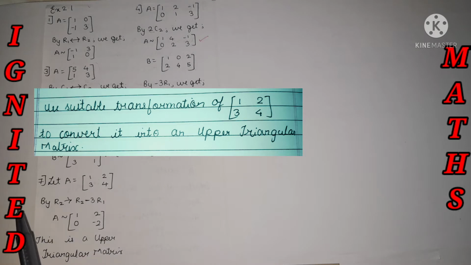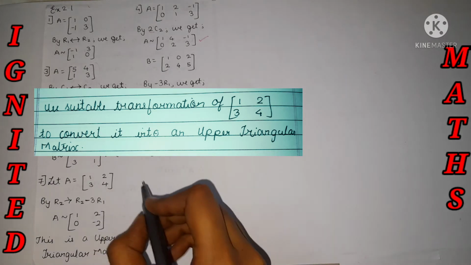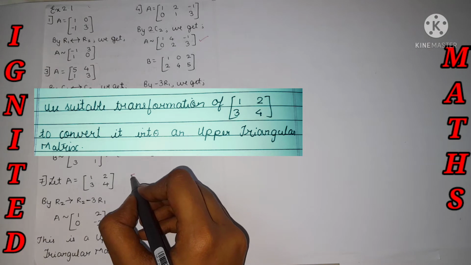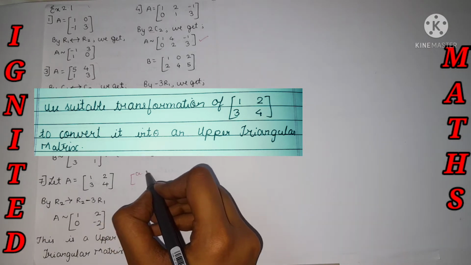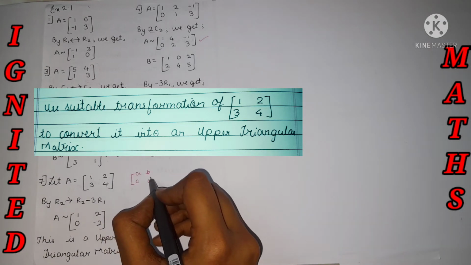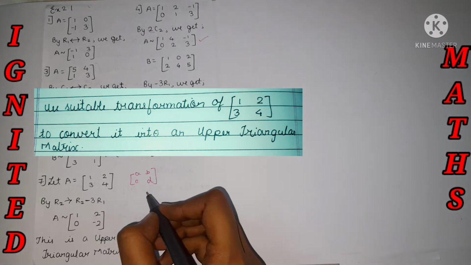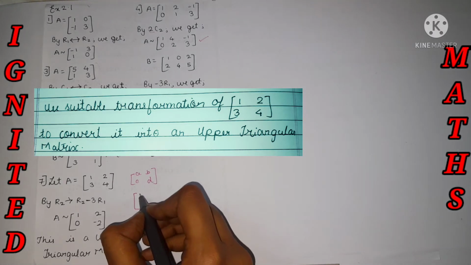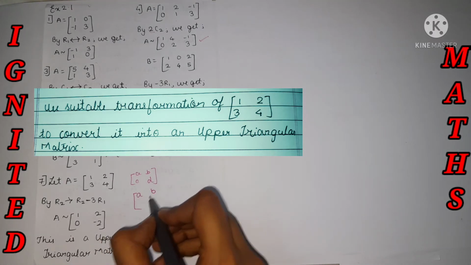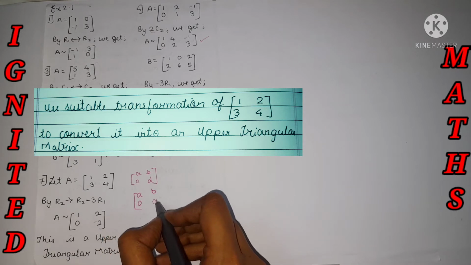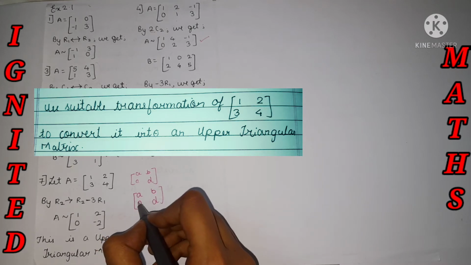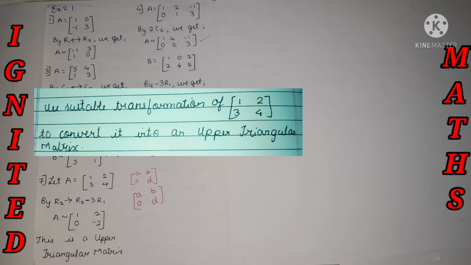Let's see the question. In the 7th, they have given us the transformation to convert into an upper triangular matrix. An upper triangular matrix, let's take it in ABCD form. If my matrix is in ABCD form and I need to convert it into an upper triangular matrix, then we need to take it as A, B, 0, D. We need to convert my A21 element into 0.